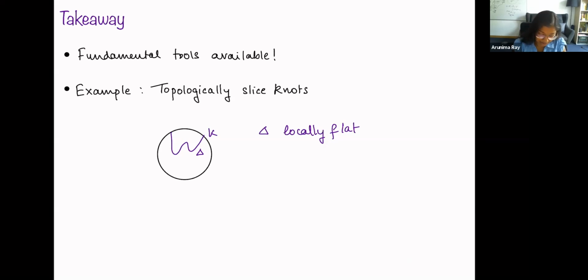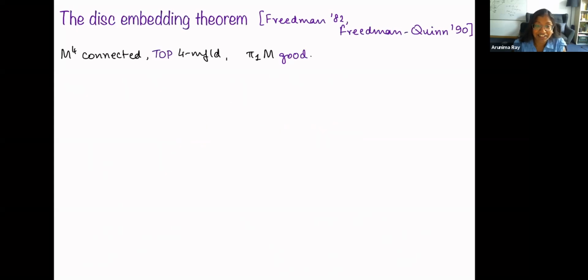Okay. All right. I promised you that I would tell you the disc embedding theorem in its full glory. So that's what's coming up next. Okay. So here's the full statement. The full statement starts off with a four manifold, which is topological, connected. One thing I really love about this framework is that there are very few adjectives in there. And the only adjective that I really need is connected. And that's just because I want to talk about its fundamental group. And I want the fundamental group to be good. More on that in a second.